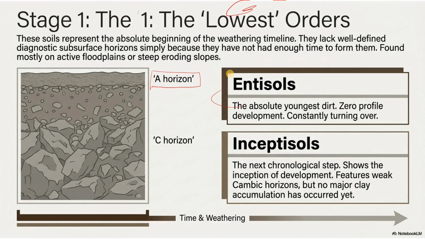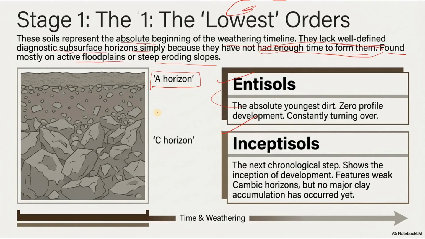So starting from the lowest order, that is the Entisol and Inceptisol. These soils represent the absolute beginning of the weathering timeline. They lack well-defined diagnostic subsurface horizons simply because they have not had enough time to form them. They are found mostly on active floodplains or steep eroding slopes, where the soil is active.